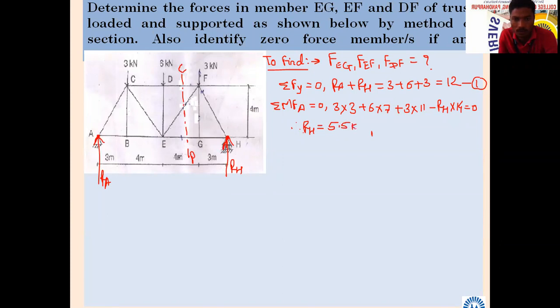Others also please give answer because I am writing directly. RH we got. Then RA, 5.5, sir. 0.5, okay, because loading is symmetrical.